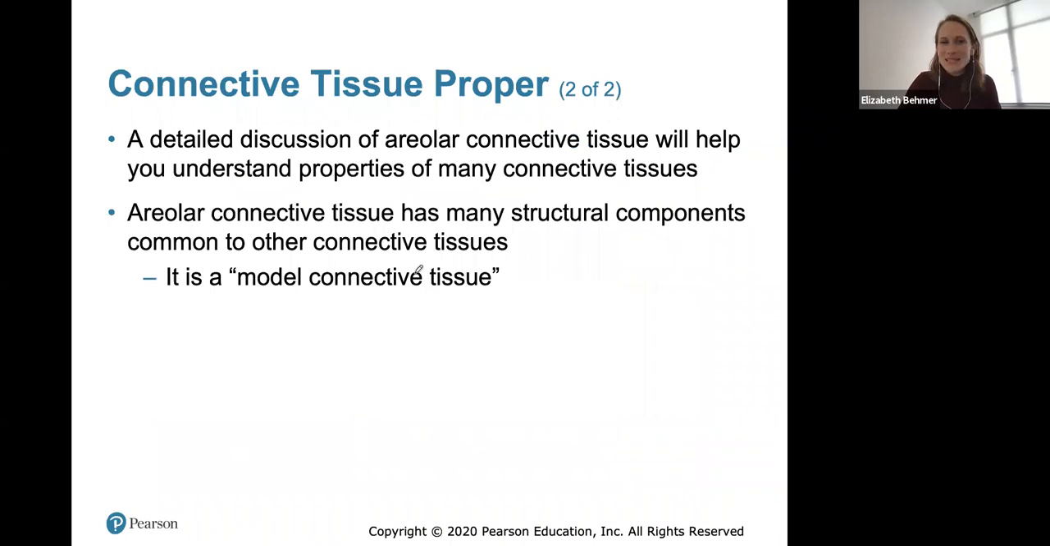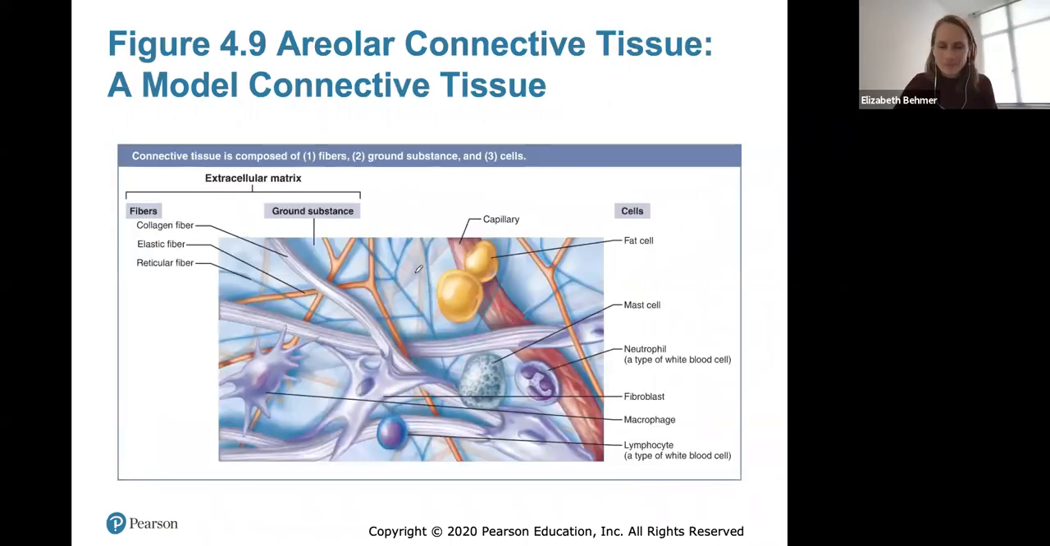All right, so a detailed discussion of areolar connective tissue will help you understand the properties of other connective tissues. It has many structural components common to other connective tissue types, so we call it the model connective tissue. Areolar connective tissue can have ground substance, which is the filler, and fibers. And again, fibers and ground substance make up the extracellular matrix. We can have different fiber types. The collagen fibers are the largest, going down to reticular fibers, which are the smallest. We can have blood capillaries going through, so they are vascular.